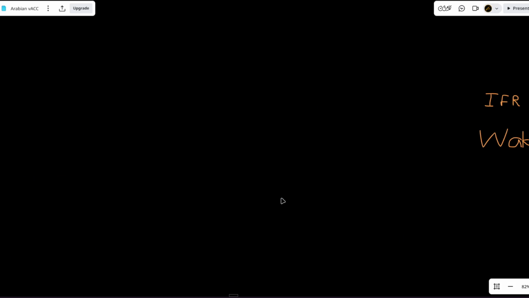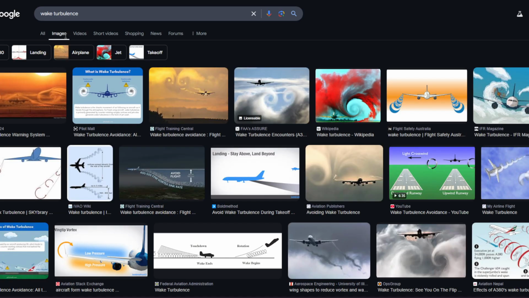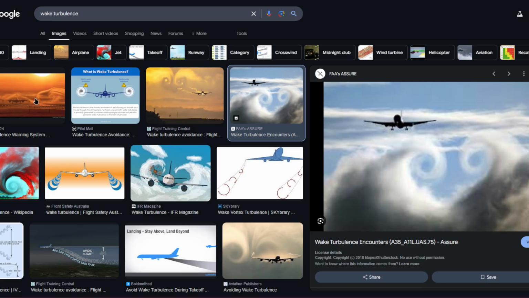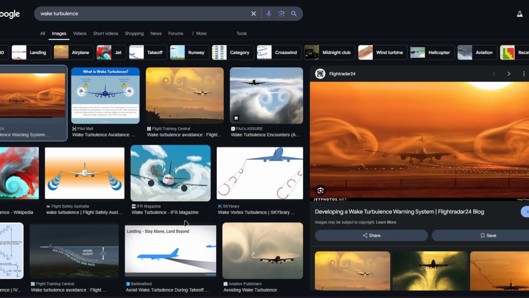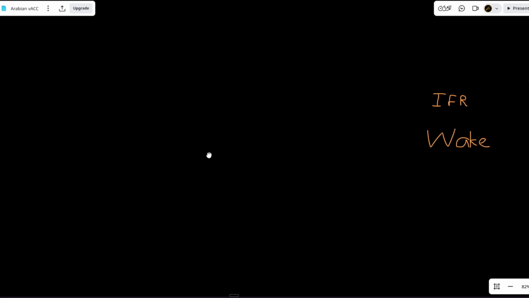Right? By the way, if you want to visualize wake turbulence, just take a look on Google Images and look at a plane flying through a cloud. You'll see it forming right there. Look at that. Absolutely beautiful. Here's another one. So, yeah. You have to think about wake.